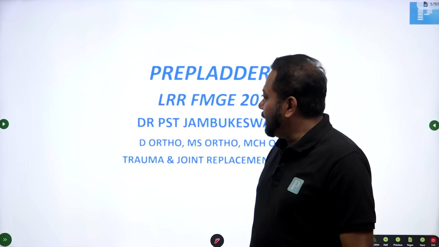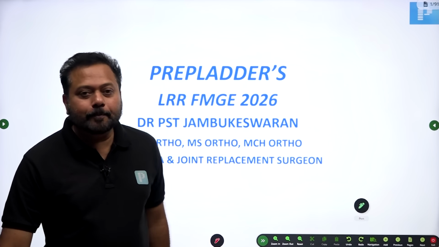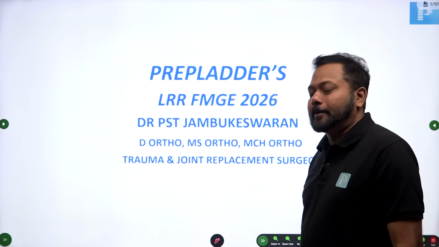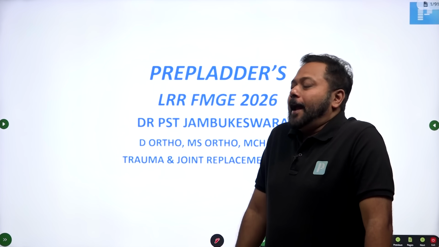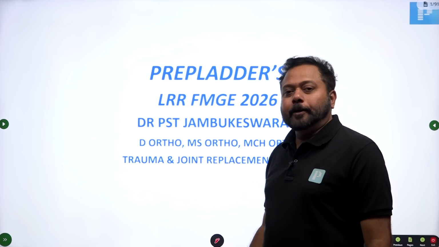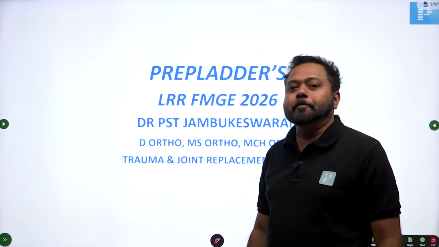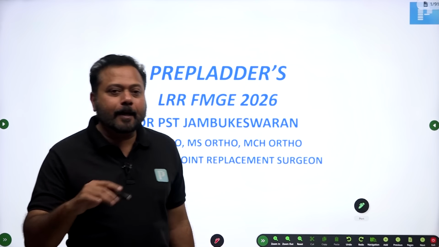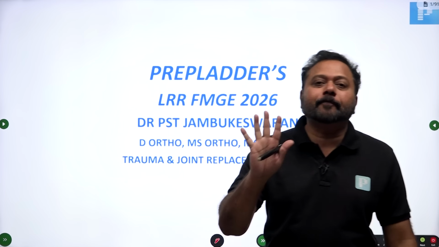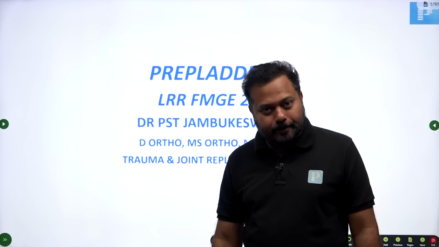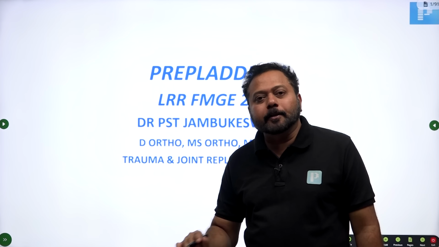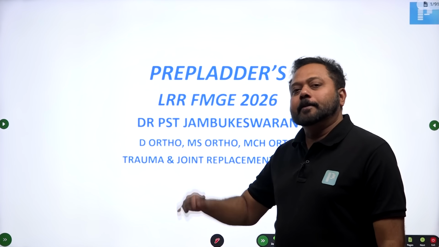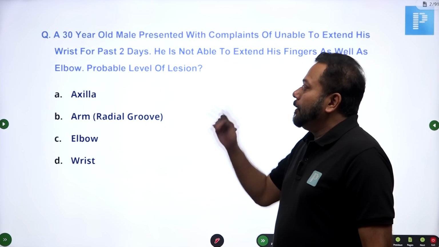Today we are going to discuss the LRR FMGE 2026. This is last resort revision in YouTube, and we are going to discuss very rapidly the important topics. How did I select them? I selected the topics that have been repeatedly asked in the past 5 years of FMGE questions. So all these are asked topics. All these topics are very important. By this time, you know this thing. So we'll see very rapidly, right?